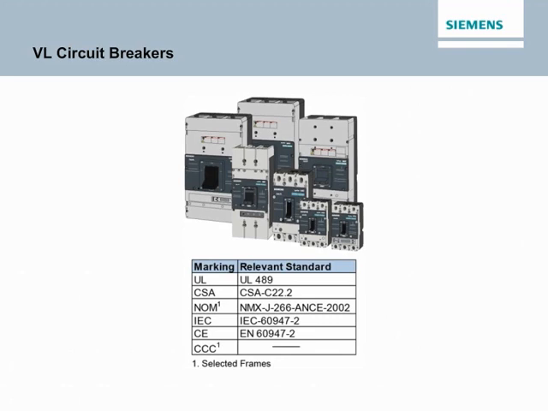Additionally, VL circuit breakers have been engineered to meet global requirements and carry the markings shown in the accompanying graphic. The VL family includes frame sizes from 150 to 1600 amps. The following 3 interrupting rating classes are available for each circuit breaker frame: N for normal, H for high, or L for very high.